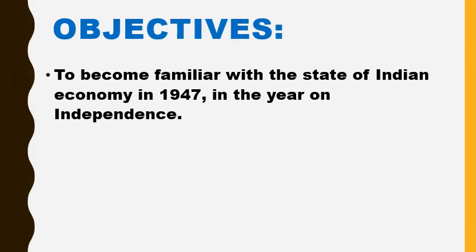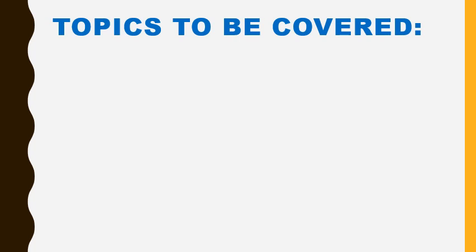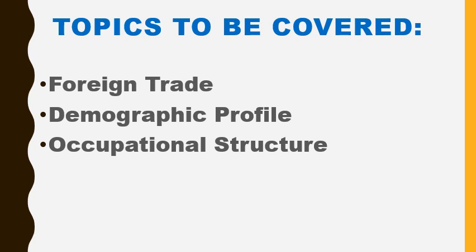Our learning objectives of this video are the same as in part 1: to become familiar with the state of the Indian economy in 1947, the year of independence, and to understand the factors that led to the underdevelopment and stagnation of the Indian economy. Now, the topics to be covered through this video are foreign trade, demographic profile, occupational structure and infrastructure. In the last video we had covered three topics.